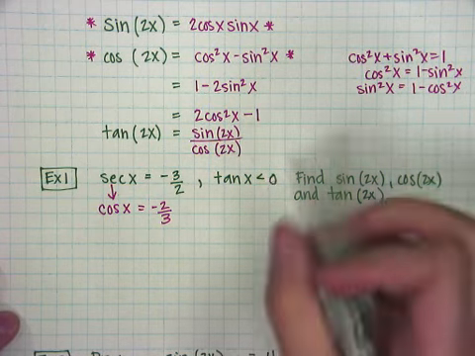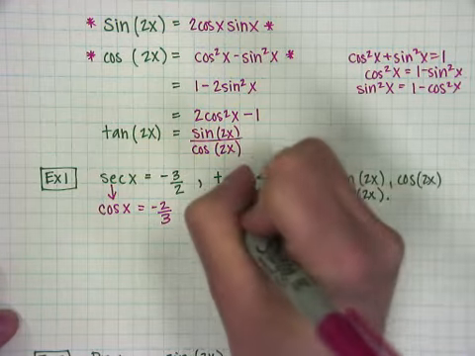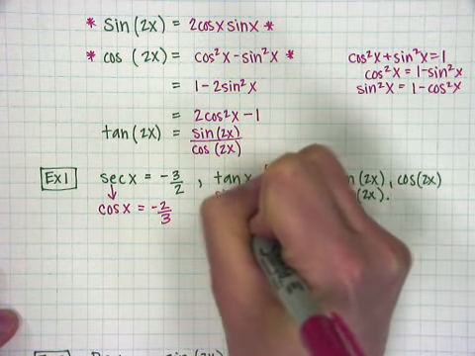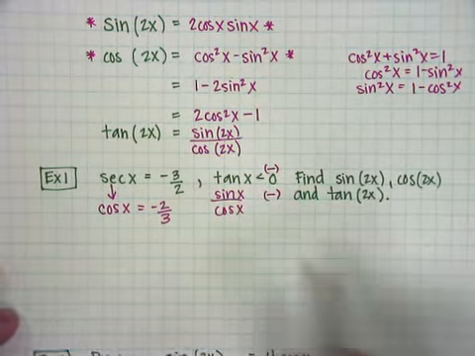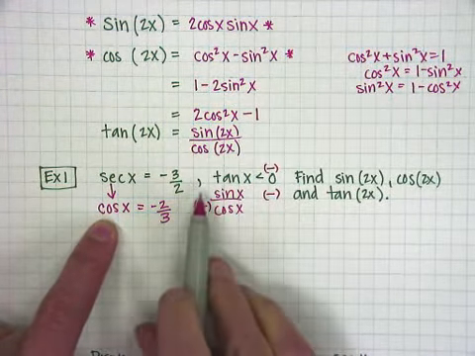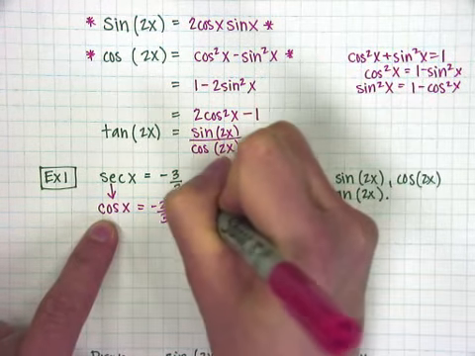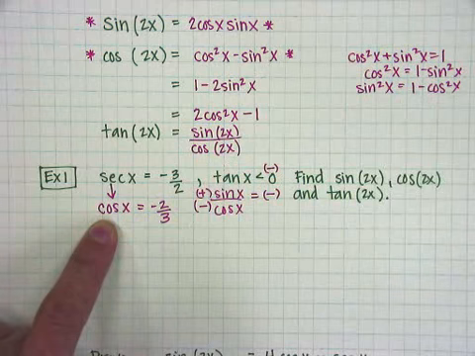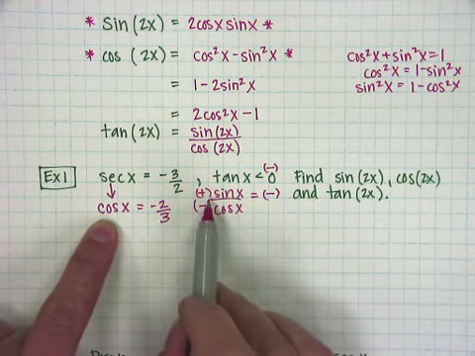And then if tangent is less than 0, that means tangent is negative. And so that tells me that sine over cosine is negative. I already know that cosine is a negative number. And so if something over a negative equals a negative, then that tells me that sine has to be positive. So I have to use deduction to figure out whether sine is a plus or a minus.